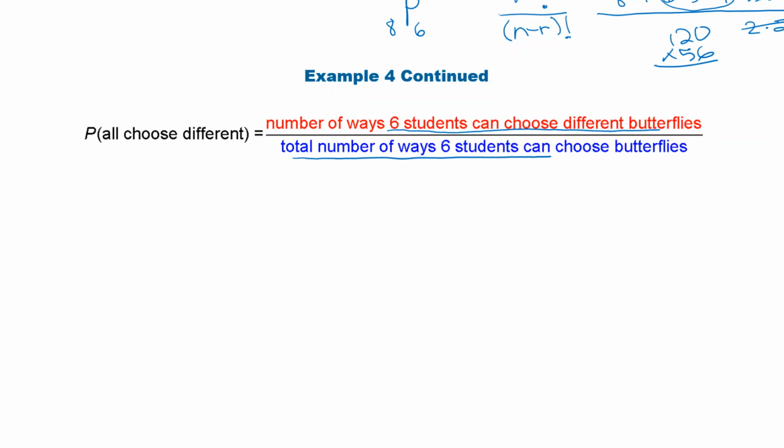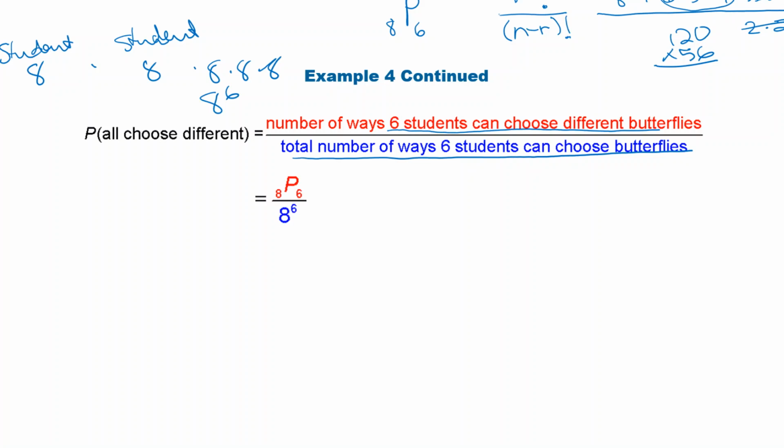And then the number of ways that 6 students can choose butterflies. Well, each student is going to choose, and they'll have 8 choices. So student 1 has 8 choices. Student 2 has 8 choices. All right, and 3, 8, 8, 8. So we're going to end up with 8 to the 6th power when we multiply all those together.